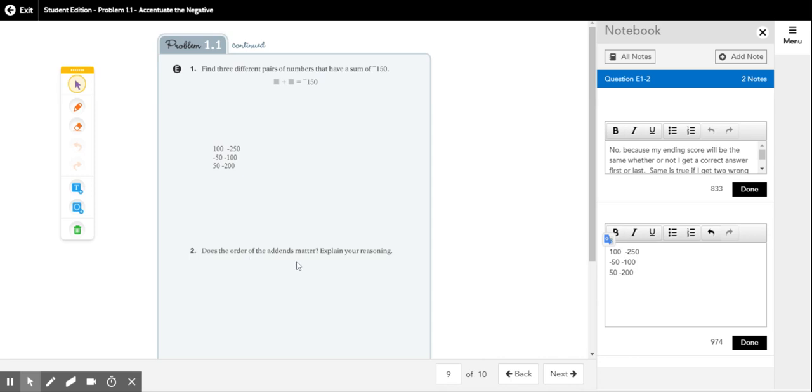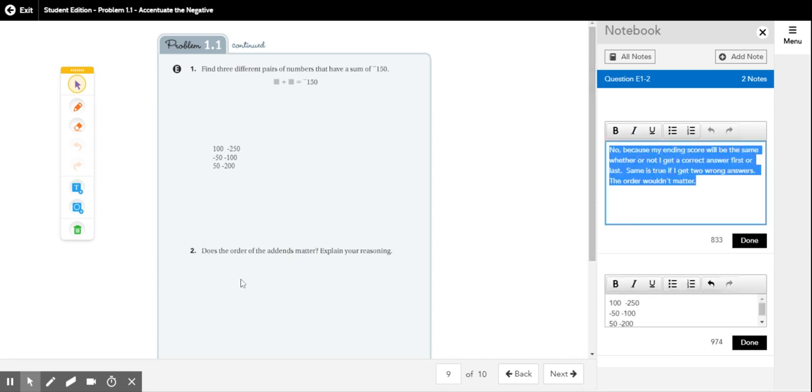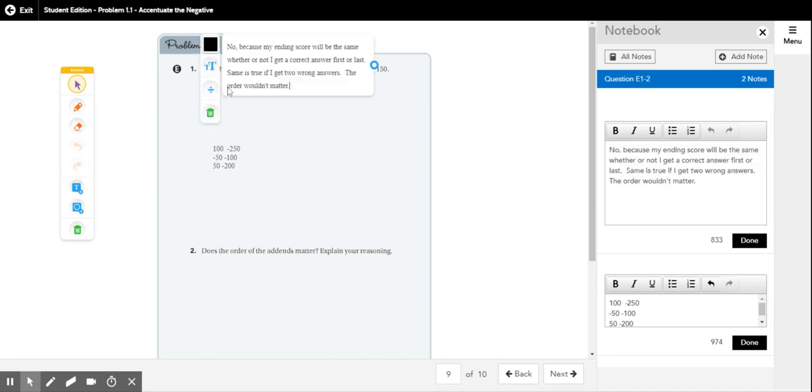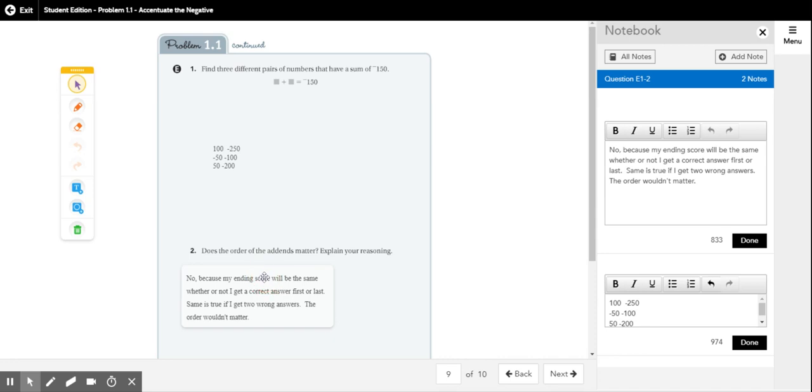Does the order of the addends, the 2 values that we're adding together, matter? Explain your reasoning. So in this case, no. If your students go back to a lesson on properties of operations, they would know that addition has the commutative property, which means you can change the order of things. What becomes important is that when we're adding numbers, we're using a negative sign to represent incorrect answers, because it wouldn't matter at that point.